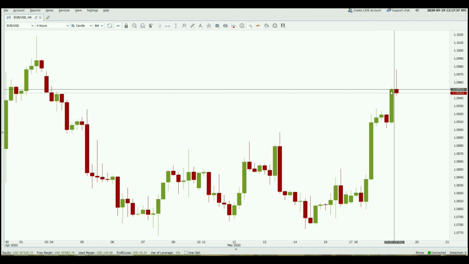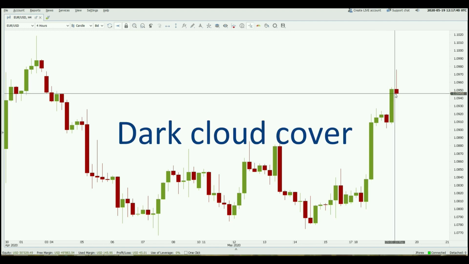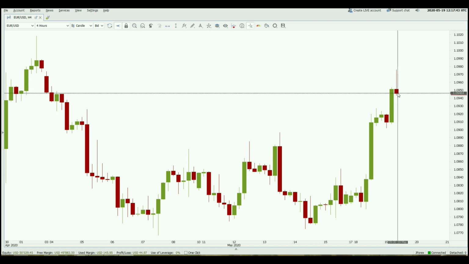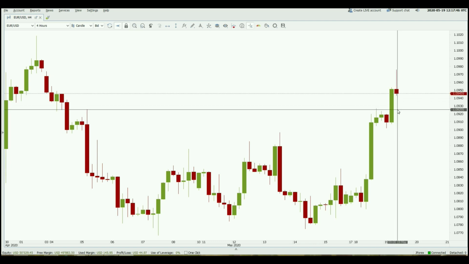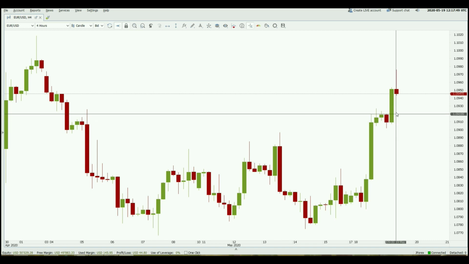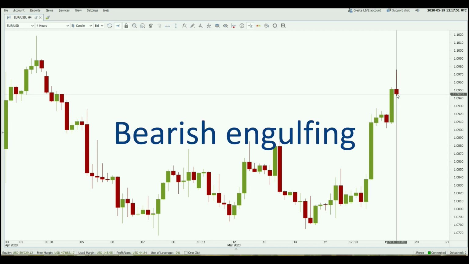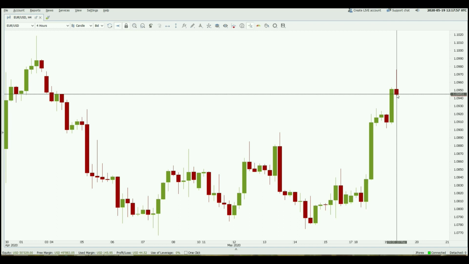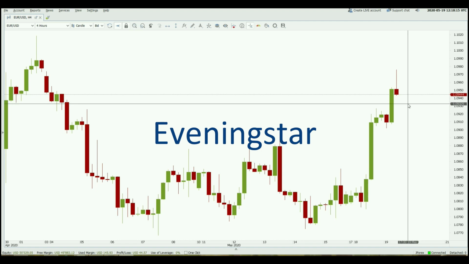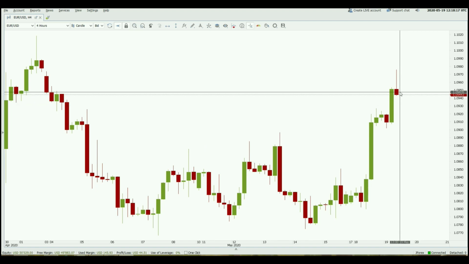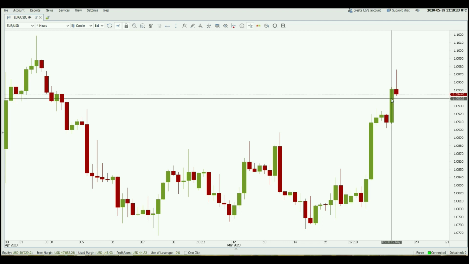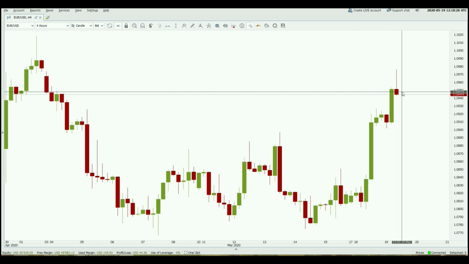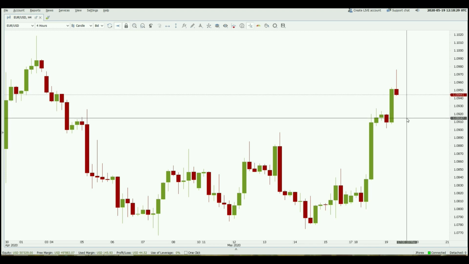In order for the EURUSD to form a dark cloud cover, the second candlestick should retrace between 50% to 100% of the previous candlestick. For the EURUSD to form a bearish engulfing, the second candlestick must fully retrace the previous candlestick's real body, but not the shadow. For the market to form an evening star, the second candlestick's body should be really small when compared with the first one, and the third candlestick should retrace more than 50% of the first candlestick's body.